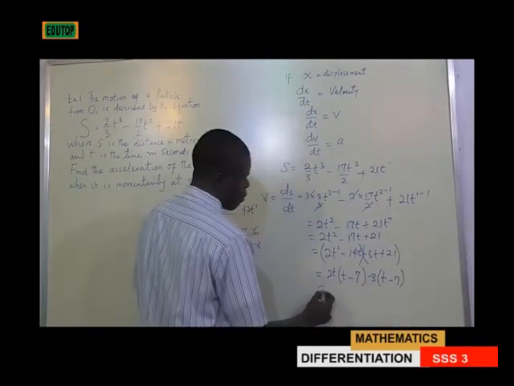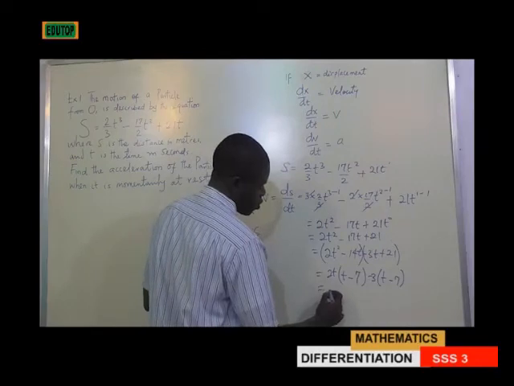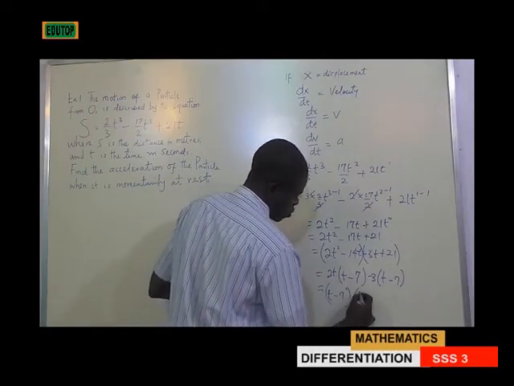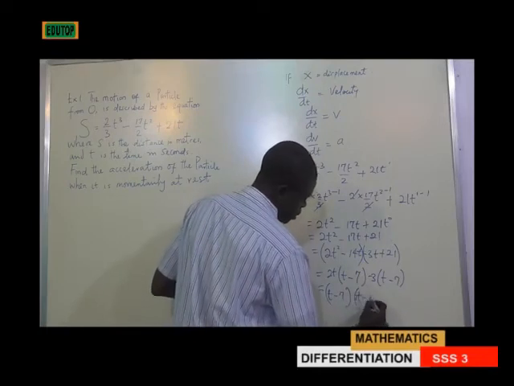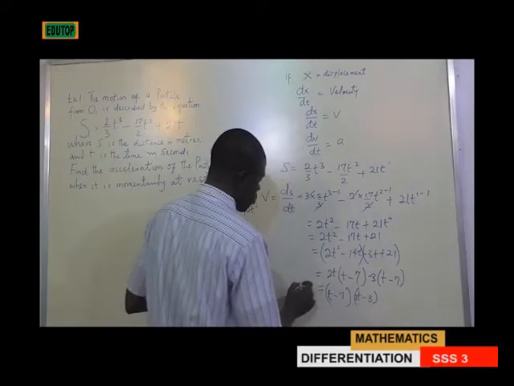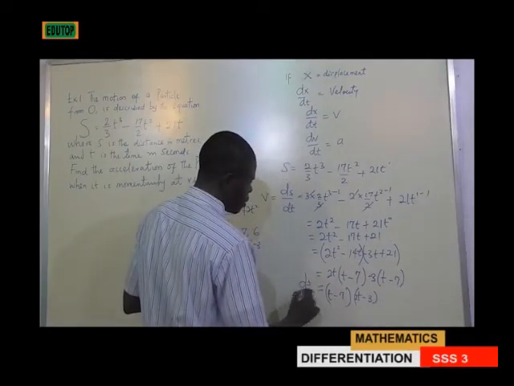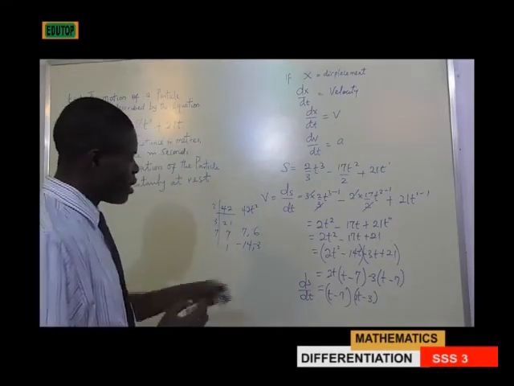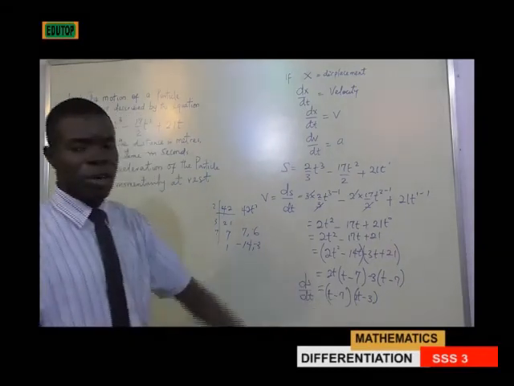So at the end I will have t minus 7 times 2t minus 3, which is equal to this. So that means we have ds/dt equal to this. ds/dt is equal to this.